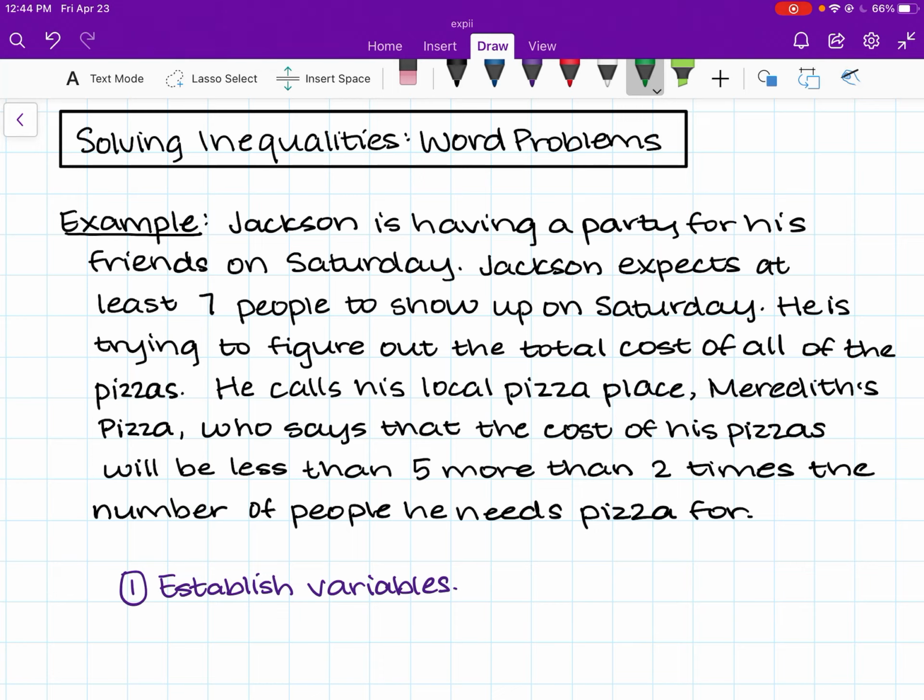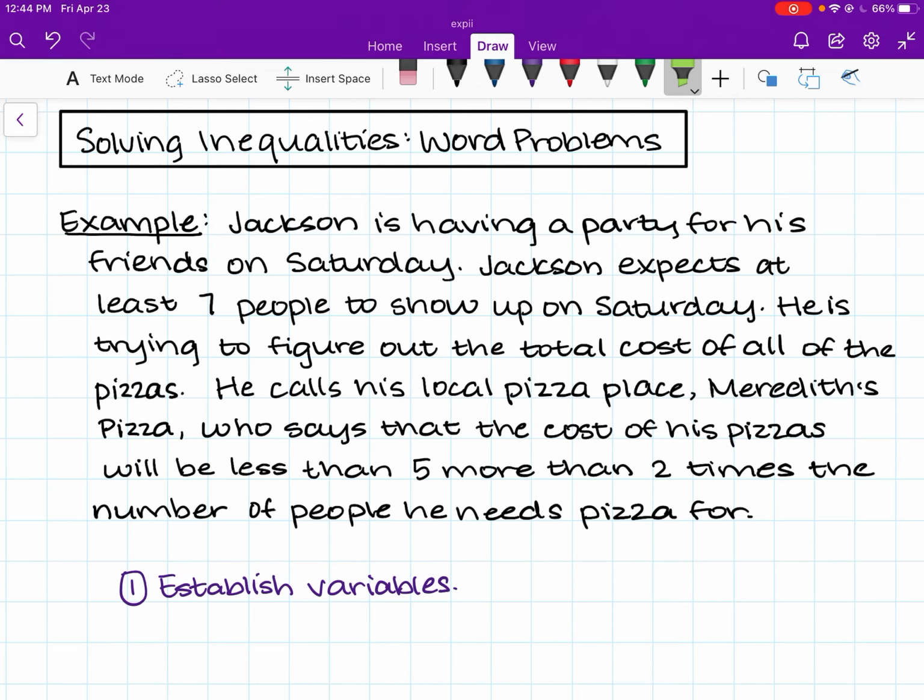He calls his local pizza place, Meredith's Pizza, who says that the cost of his pizzas will be less than 5 more than 2 times the number of people he needs pizzas for. So, Jackson needs to do a little bit of math to figure out how much the cost of the pizzas is. But before he can do that, he needs to first establish his variables. So let's first figure out what the variables even are.